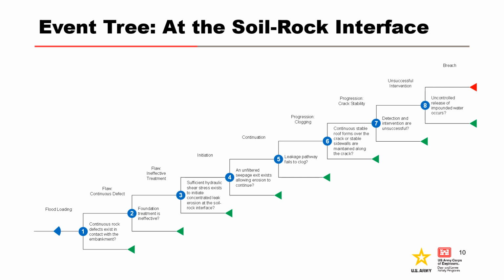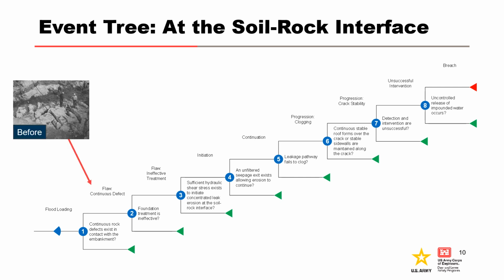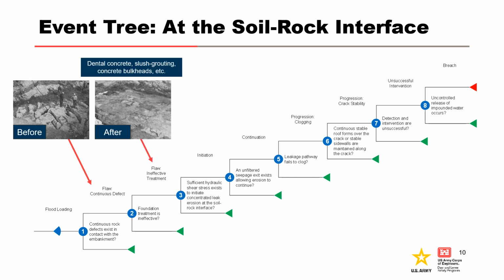In this example, the typical event tree for concentrated leak erosion was adopted to assess the mechanism at the soil-rock interface. Node 1 assesses the likelihood of a continuous open rock defect existing in contact with the embankment. Node 2 was added to assess the effectiveness of any foundation treatment. Given the crack or gap exists, Node 3 assesses the likelihood of initiation.